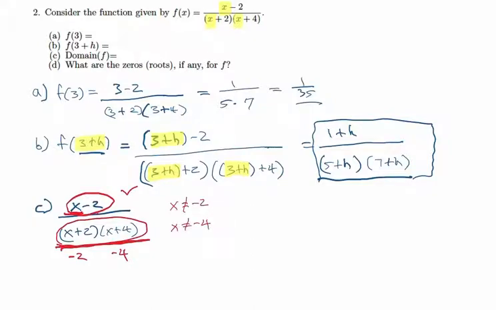So let's write the answers in set-builder notation and interval notation. So for set-builder notation, it will be just x. This vertical line means x such that x cannot equal negative 2, x cannot equal negative 4. So this bracket, this is a set of numbers, all the numbers except for negative 2 and negative 4.